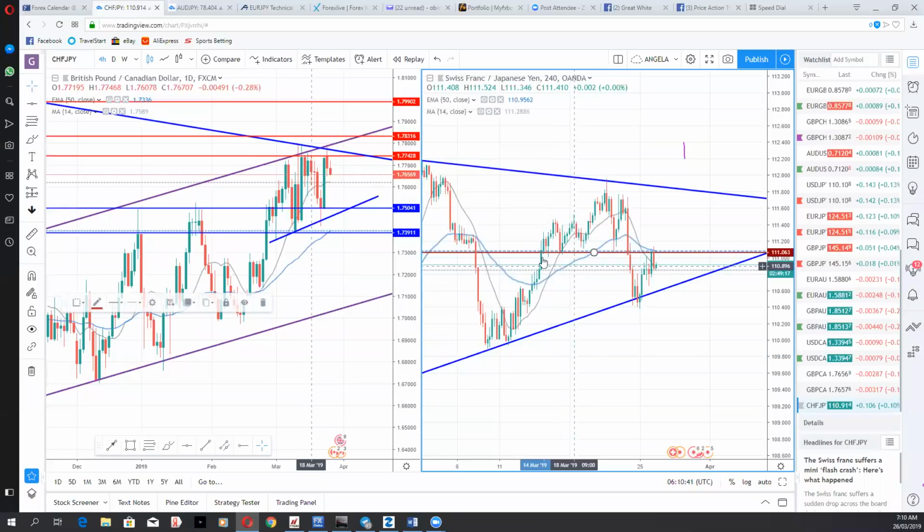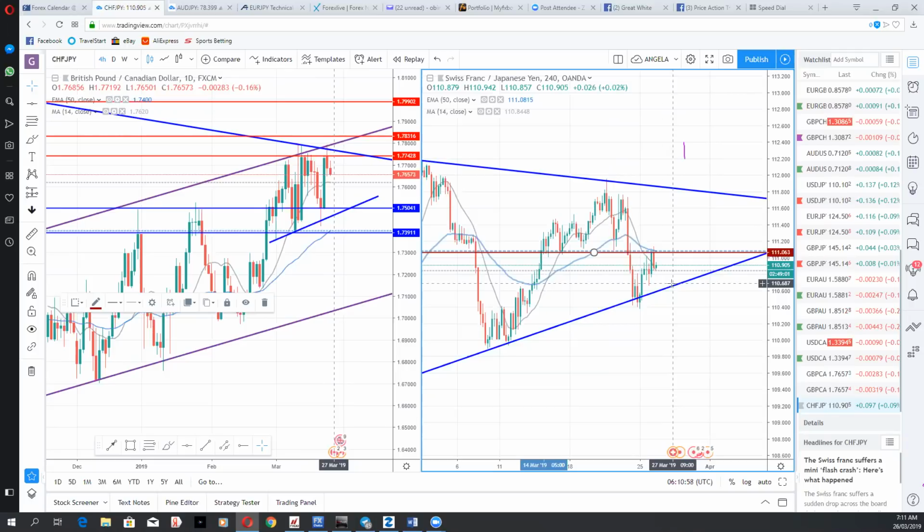And why is this serving as resistance? You see all these rejections here. So now, if CHFJPY does not go above 111.06, which is almost a psychological level, then it's coming down to attack this trend line. That is what I can see.